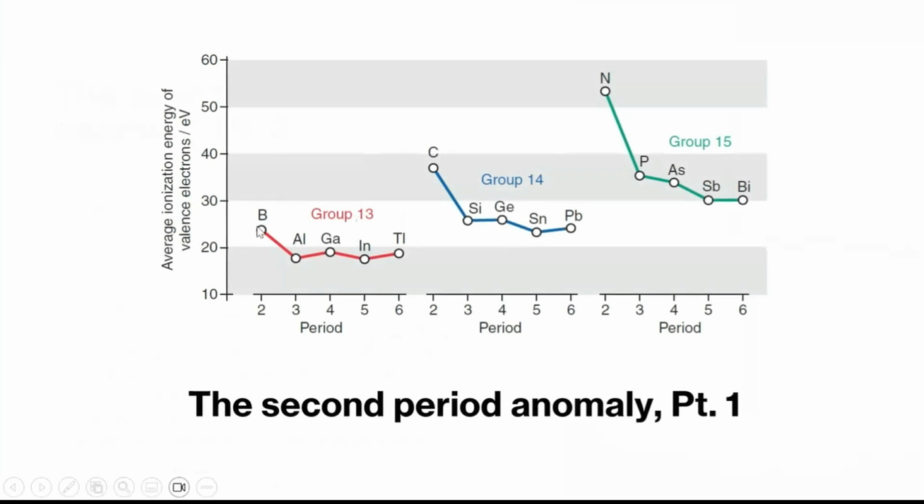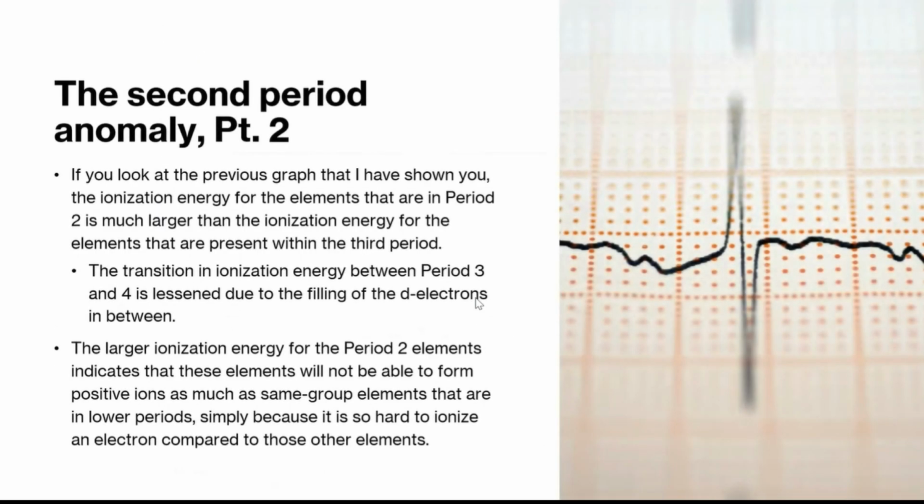So, if you look at this graph right here, you can see that for second period elements like boron, carbon, nitrogen, those ionization energies will be much larger than the elements that are in period 3. So how can we explain this? The larger ionization energy for the period 2 elements is, of course, because of n being smaller and the 2s and 2p orbital energy being much lower.